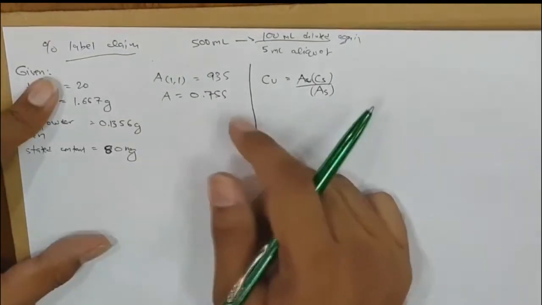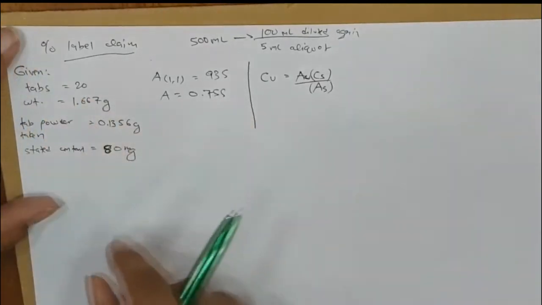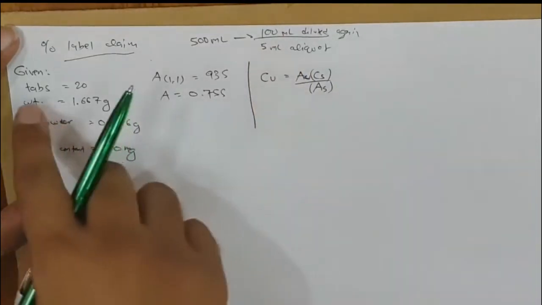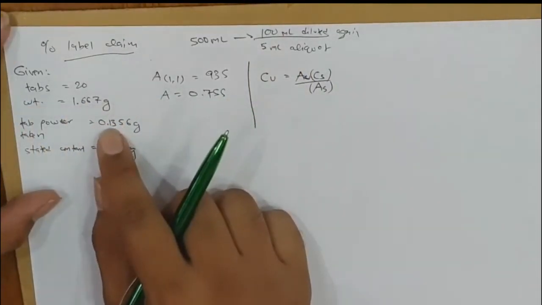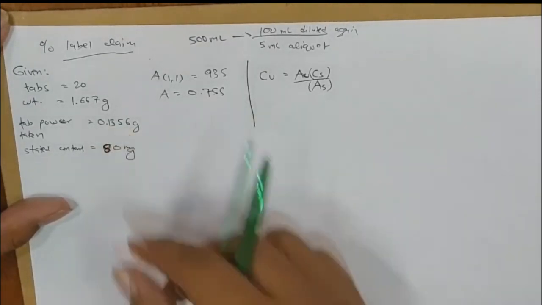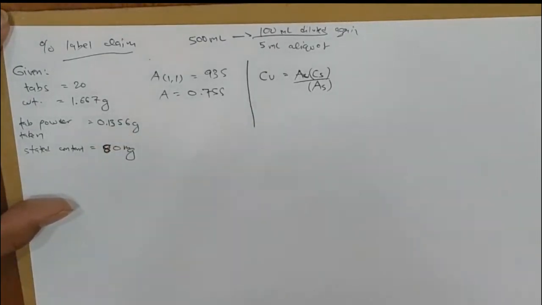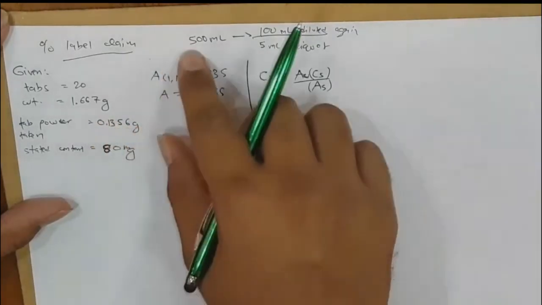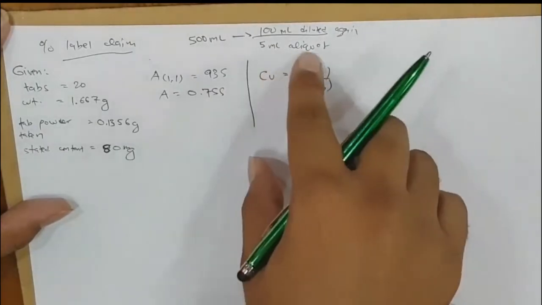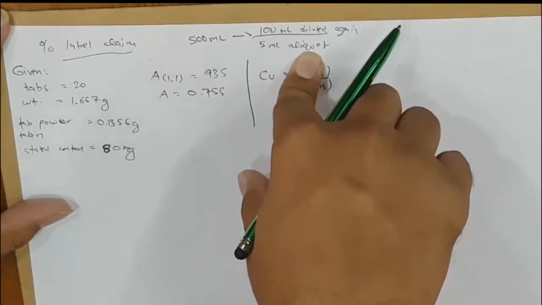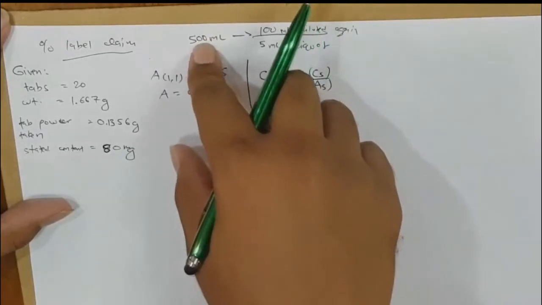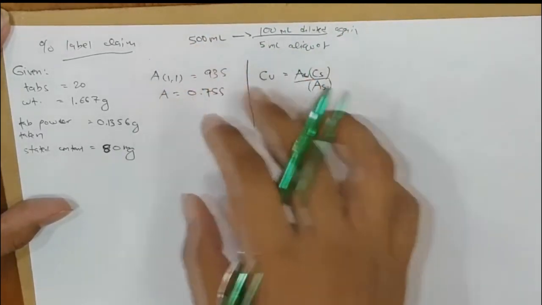Okay, so that's your problem. Basically, you have tablets. First you had your powder, which weighed 0.1356 grams. You took the powder, you mixed it in hydrochloric acid and whatnot. You don't need to think of those things. And then it was diluted finally to 500 ml. Now, the only thing you need to know is what was the volume before I took the aliquot. And here, before we took the aliquot, our volume was actually 500 ml. So we will be needing this later.